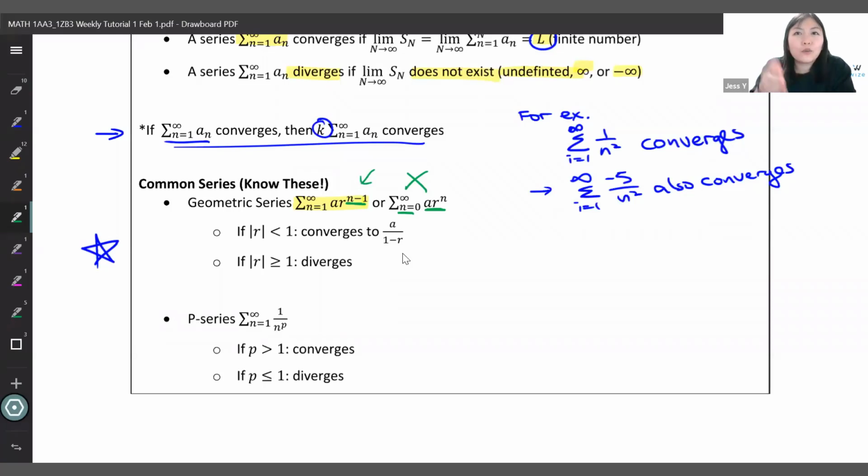It's like your 2, 4, 8, 16 when you're doubling or halving, that kind of thing. When you're adding up a bunch of these terms, it turns out that if the absolute value of the common ratio r is less than 1, then it converges to a over 1 minus r. Please memorize that for me. If it's a geometric series, and the absolute value of the common ratio is less than 1, then it converges to a over 1 minus r. If the absolute value of r is greater than or equal to 1, including equals 1, it diverges. Okay?